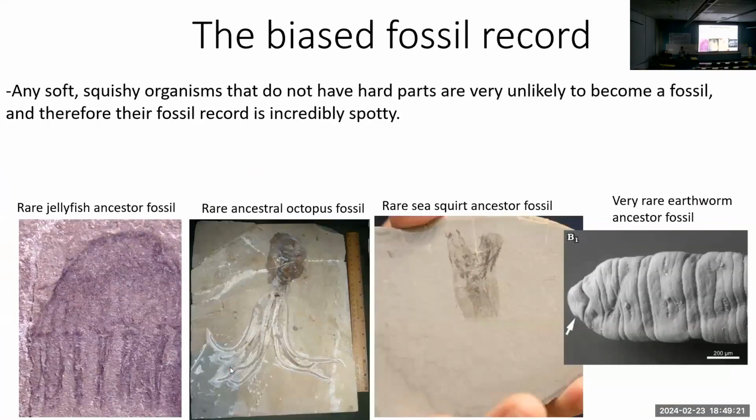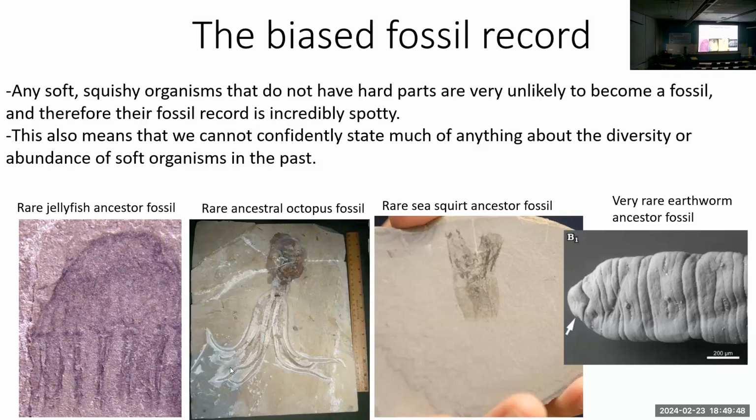And this is true in general for soft, squishy organisms. They don't have hard parts that make them likely to fossilize. So their fossil record is incredibly spotty. So it's very rare you find a fossil jellyfish or an octopus or a sea squirt, kind of just a bag of fluid, or an earthworm. These are incredibly rare and valuable fossils because it just doesn't happen very much.